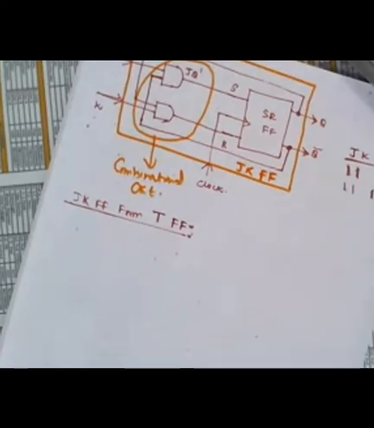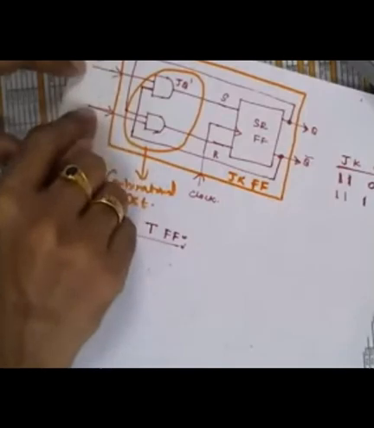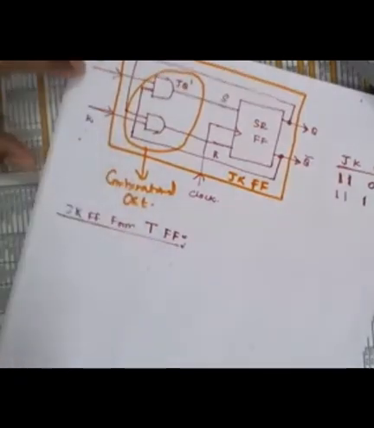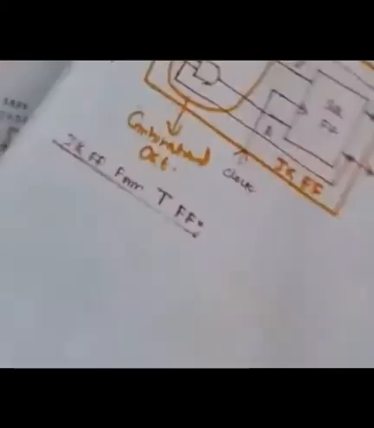Okay, sir. And in this JK flip-flop, for every clock cycle the output will be toggling, right? That means whenever your JK is 1-1. Yes, sir. That is what we want to obtain: toggling for every clock. You derive the circuit and then you tell me that expression.